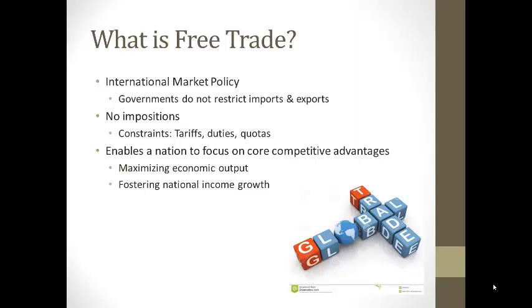It also enables a nation to focus on core competitive advantages. Now, these advantages cover the resources and materials readily available to that nation and how they use these resources and materials to produce the country's specialty items. They do this to maximize the economic output and try to foster national economic growth.